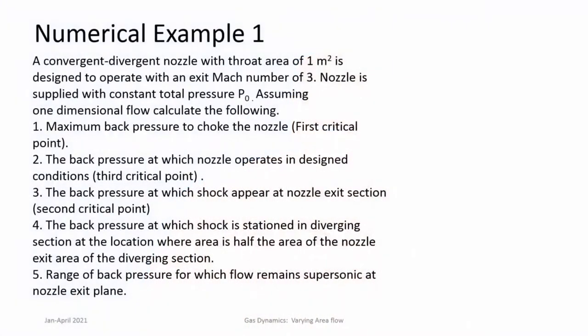So with these ideas in mind, let's look at a problem where we look at all these various regimes for a convergent divergent nozzle. So we will go through these steps once again, but now with a numerical example, so that you understand the concepts involved in operation of convergent divergent nozzles or convergent nozzles. The principles are similar. So the numerical example is a convergent divergent nozzle with throat area of 1 m² designed to operate with an exit Mach number of 3.